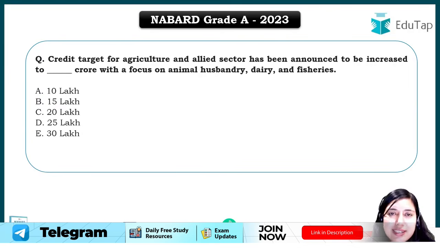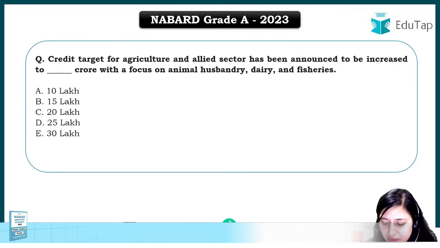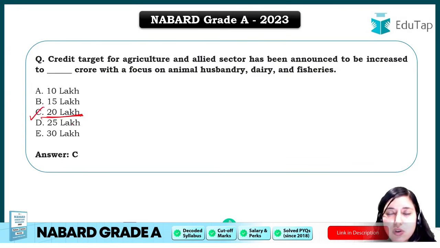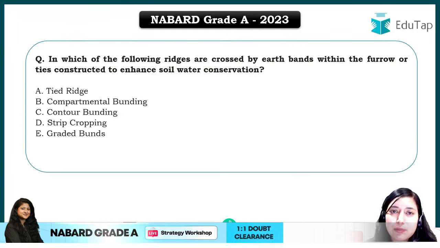So next question is: credit target for agriculture and allied sector has been announced to be increased to dash crore with the focus on animal husbandry, dairy and fisheries. So the answer for this question is 20 lakh. Okay, so such questions are also in the examination, so you have to learn all these types of current affairs, right?